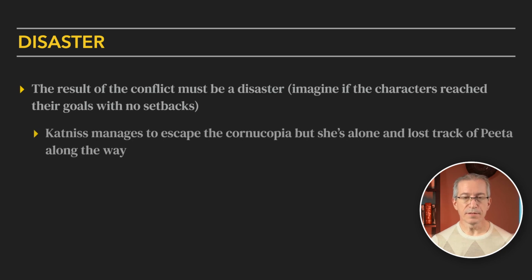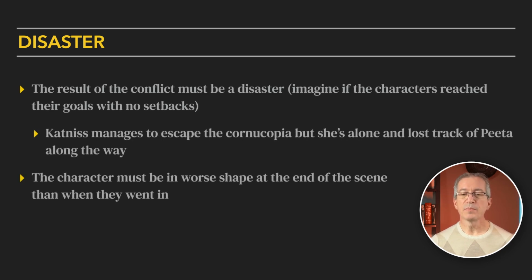And then the disaster. The result of the conflict must be a disaster. Imagine if the characters reach their goals with no setbacks. So Katniss, for example, manages to escape the cornucopia, but she's alone and she lost track of Peeta along the way. So that's the disaster. Again, not earth-shattering, but it is a definite setback for her. The general rule is the character must be in worse shape at the end of the scene than when they went in. And that feels, to the reader, oddly enough, like progress.